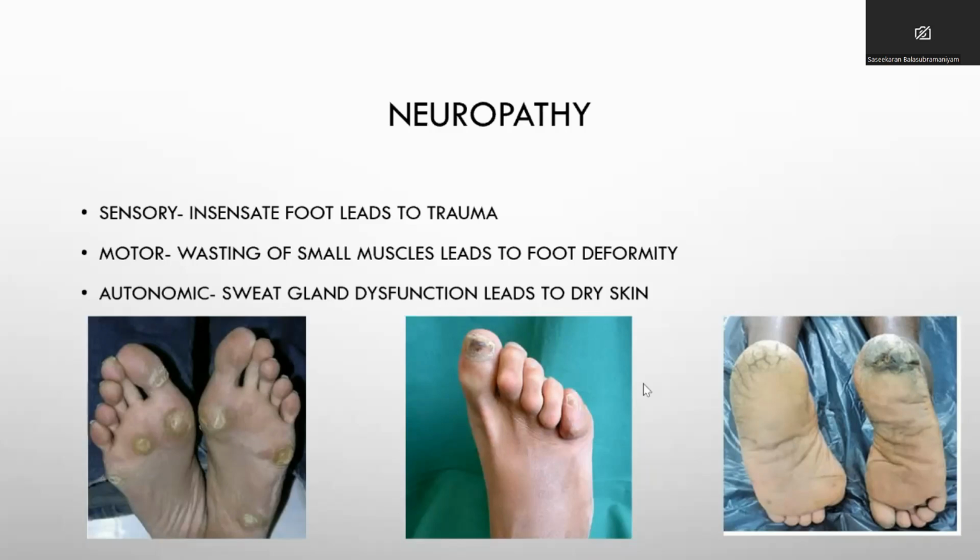On the other hand, they develop autonomic neuropathy as well, which causes sweat gland dysfunction and leads to dry skin, which again favors infection. And on top of this, cracks also get involved in infection.